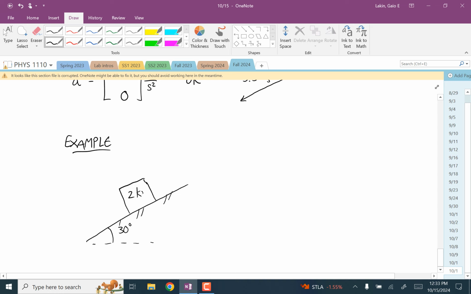Let's say this has a mass of 2 kilograms. And remember, with any friction problem, you need to know which direction the thing is sliding. Let's say that motion is going this way at this instant. And let's say that the coefficient of friction for this block is 0.1. So what's the acceleration vector?